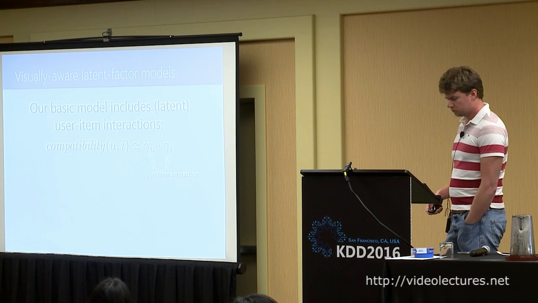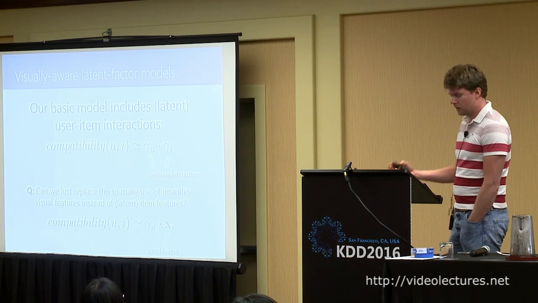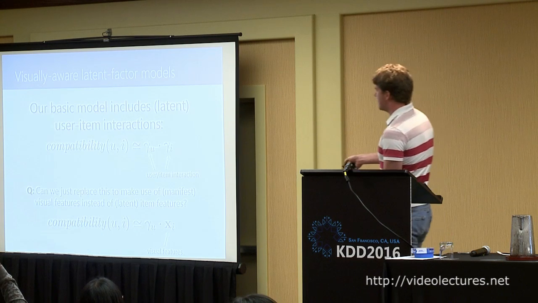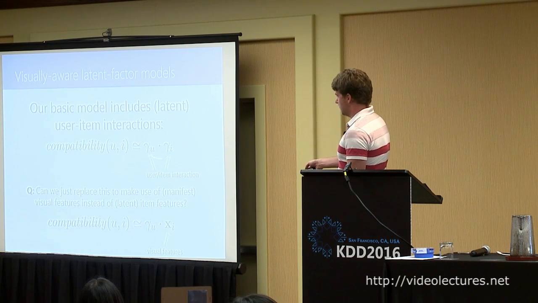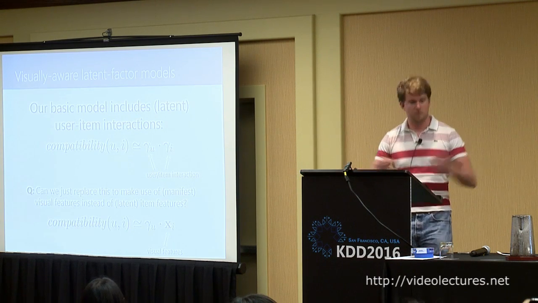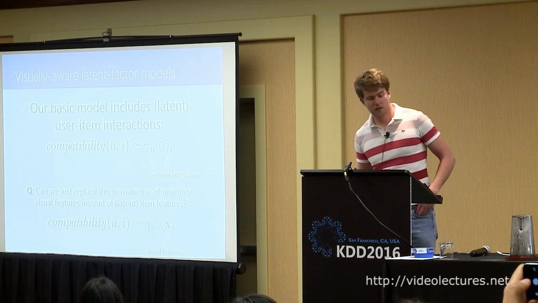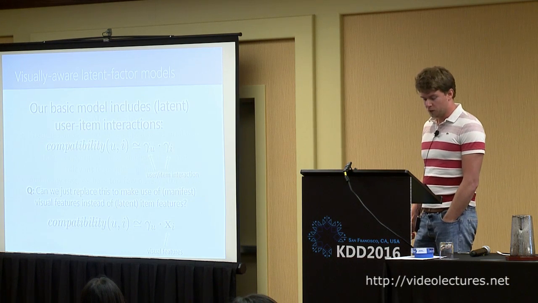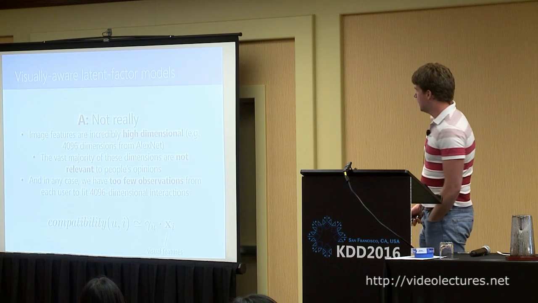Okay, so if we want to use visual features, the basic question is, could we take this model that is well established, that estimates latent user preferences towards latent item properties, and just replace this by one that uses manifest item properties, namely these very high-dimensional visual features? So would that work? Well, probably not, okay?